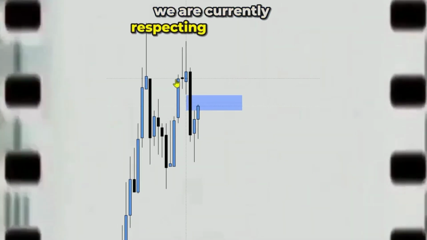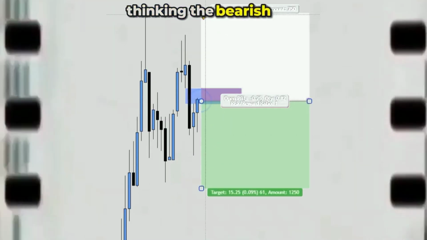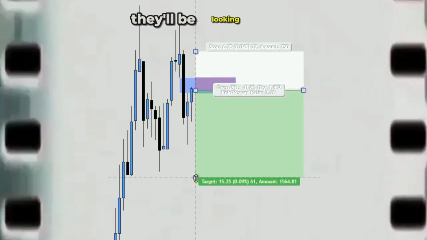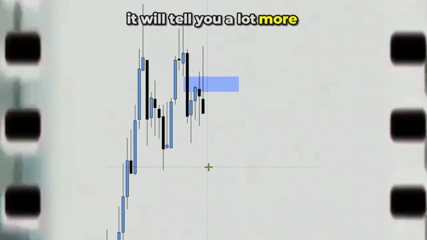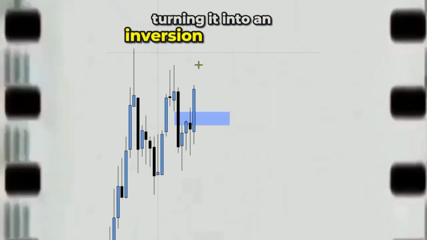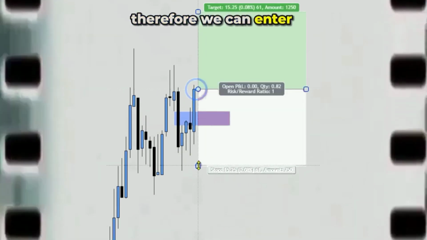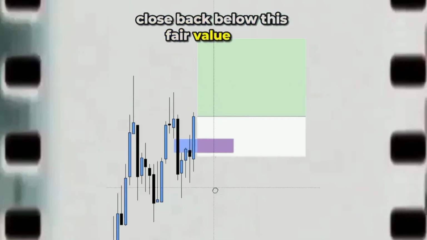As you can see right here, we are currently respecting this bearish fair value gap. Now, a lot of ICT traders will be looking at this thinking the bearish fair value gap is being respected. They'll be looking to go short and take profits down here. But actually, if you wait for the fair value gaps to be disrespected, it will tell you a lot more about what price action is going to do. As you can see right here, we have now disrespected this fair value gap, turning it into an inversion fair value gap. Therefore, we can enter into a long position. Our stop loss can be a candle close back below this fair value gap, and then our take profit can be this buy side liquidity right here.